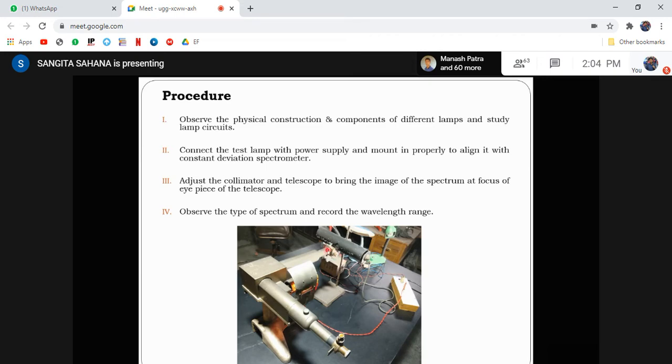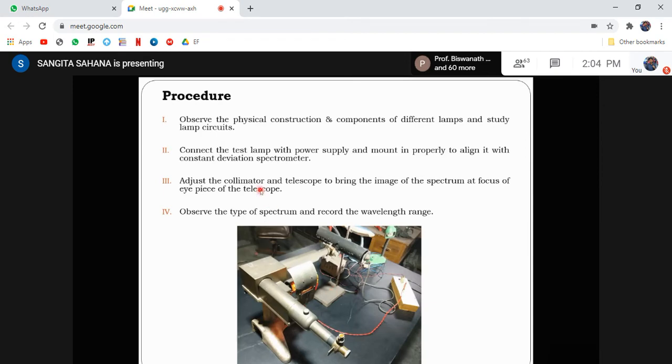Now there are two very narrow openings over this collimator and the telescope. Like when we click any image, we focus on a particular object. Similarly, here by adjusting these two slits and the drum, we have to focus the spectrum so that we can observe the color clearly over here, and we can measure the corresponding wavelength in this drum.